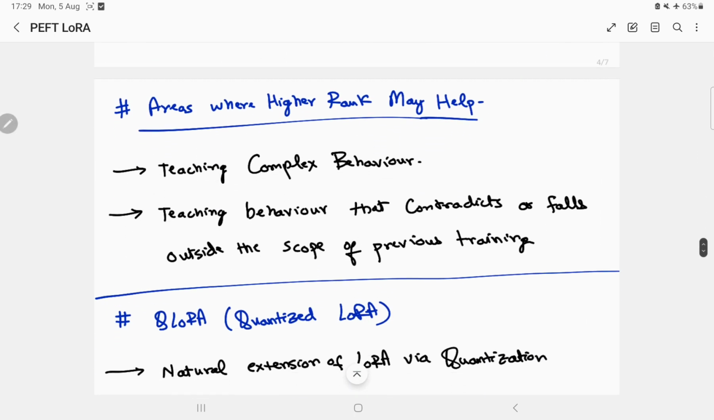So areas where higher rank might be helpful, that could be another question. When you want to teach the model some sort of complex behavior, or you want to teach a behavior that contradicts or falls outside the scope of previous pre-training or training of the model, in such a scenario, you might want to go for a higher value of the rank that you select, right?